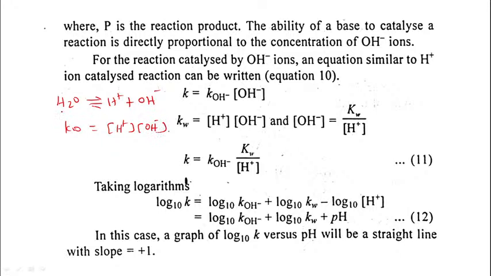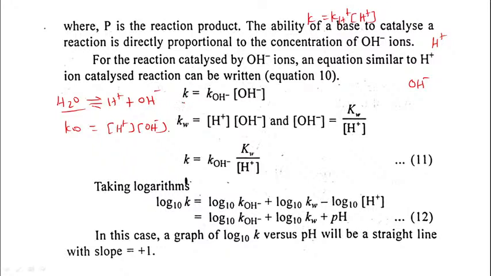So water concentration cannot be considered here, and Kw becomes equal to this. So the concentration of the hydroxyl ion is equal to Kw upon H plus ion. Let us put the concentration of the hydroxyl ion here: K into K OH minus ion, the catalytic coefficient for the hydroxyl ion, because OH minus ion is a base and it is a catalyst here. In the previous reaction, H plus ion is an acid and it is a catalyst there, so K equal to K H positive into the concentration of the hydrogen ion.